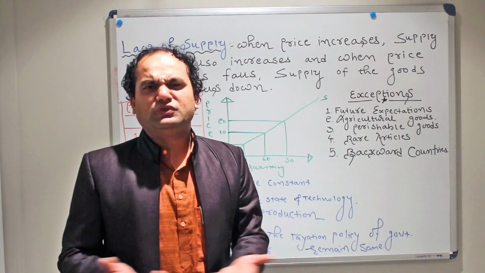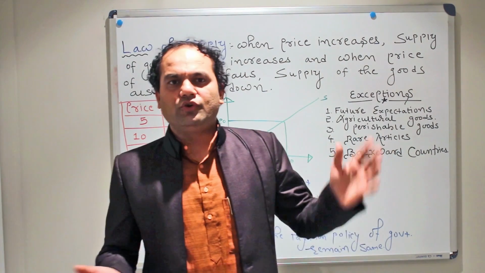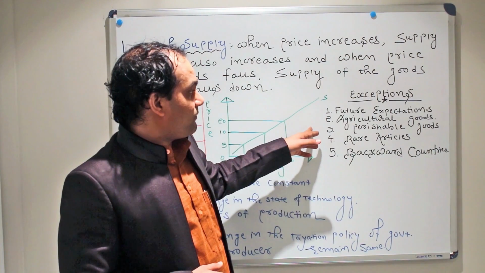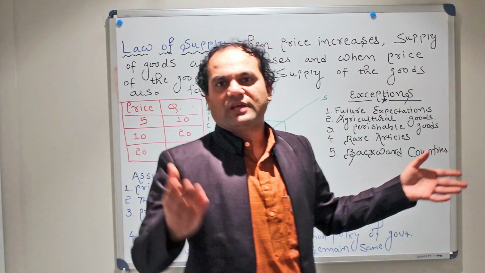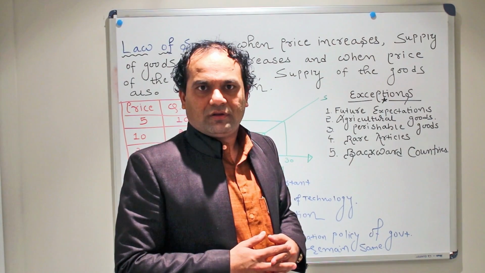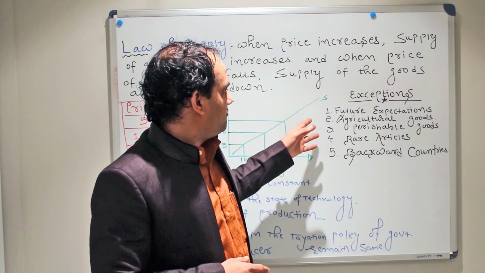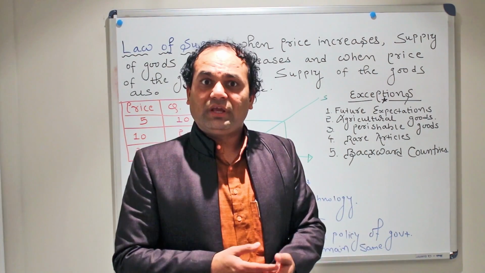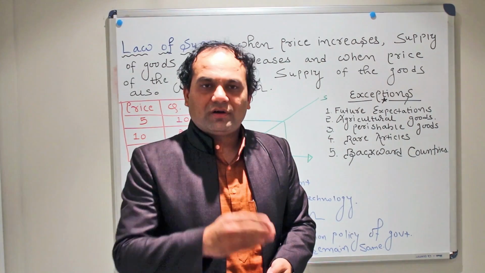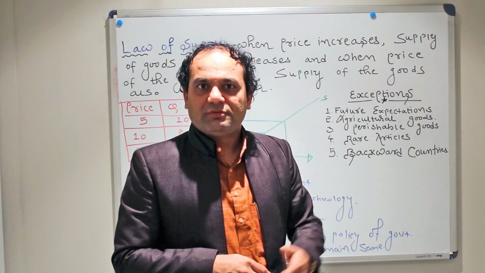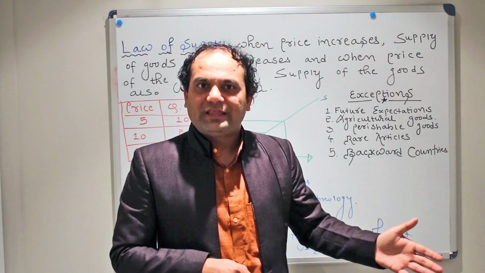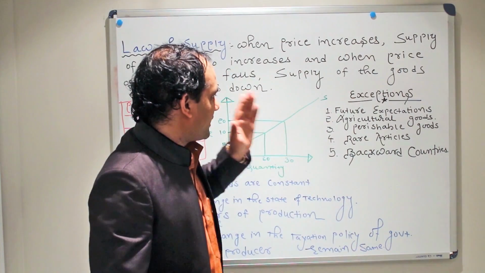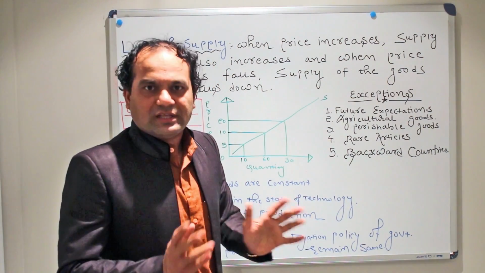Then there are perishable goods. Perishable goods such as fruits, vegetables, which are not going to be in use for a longer period of time. So what happens in the case of perishable goods? Suppose for example you are a supplier of vegetables and you know that the price of a particular vegetable has fallen. Even then you will not reduce your supply of vegetables, because you know that if you do not sell them today, they are going to go to waste tomorrow and you will have to incur loss. So in the case of perishable goods, our law of supply fails as well.